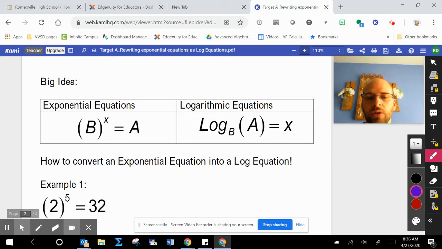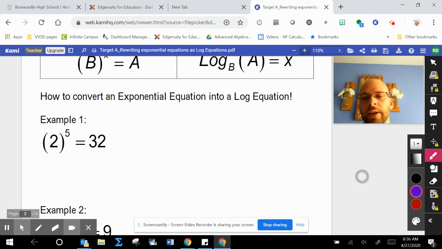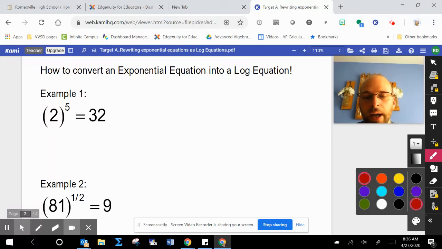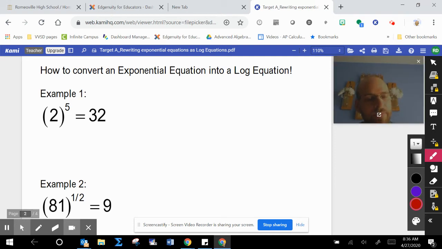Okay, so let me show you an example of how to rewrite an exponential equation into a log equation. All right, so example 1. I have 2 to the 5th is equal to 32. And that's a true statement. You can check that on your calculator. If you were to take 2 to the 5th power, that's 32. But I want to write that using logs.